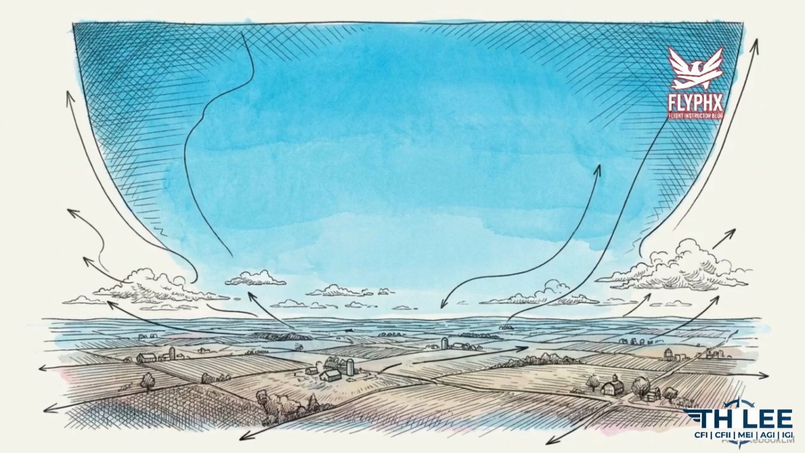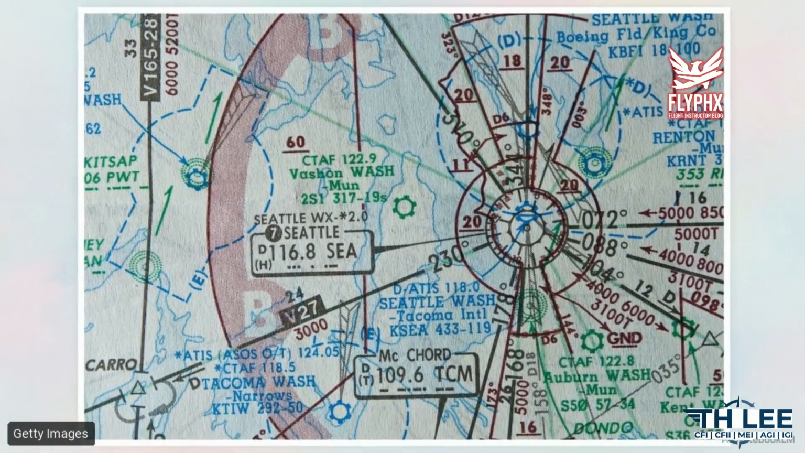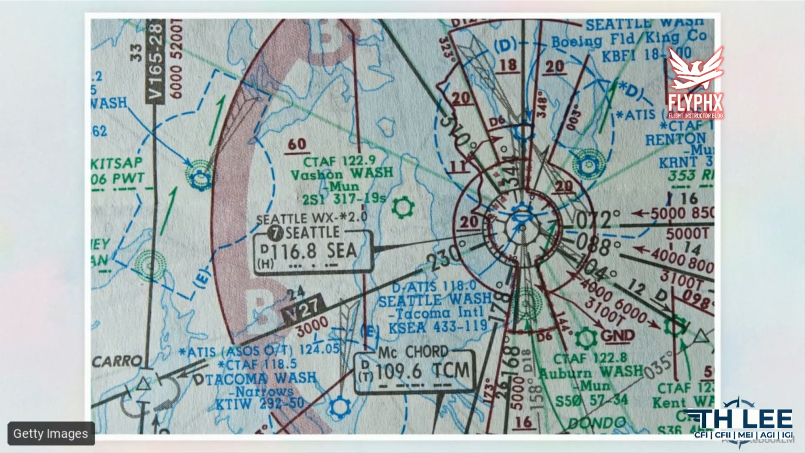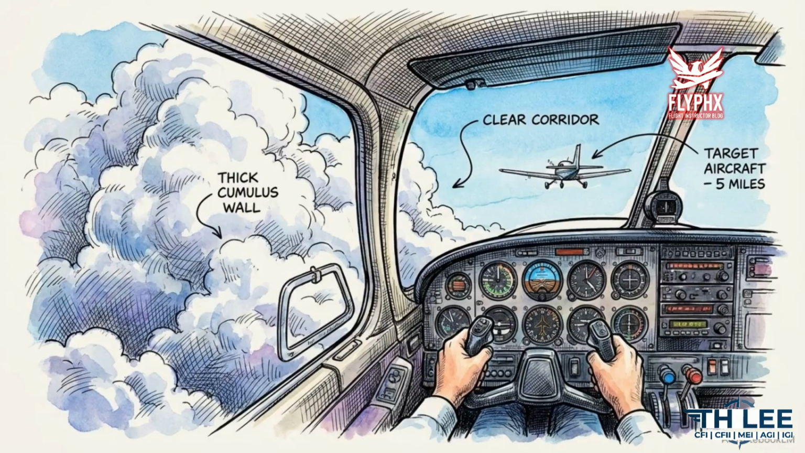Classes E and G make up the vast majority of the sky. Being able to identify their shaded magenta and blue boundaries on a 2D chart is the only way to know if you are operating under ATC safety net or entirely on your own. The visual flight rules laid out in the FARs are always minimums. They exist to guarantee forward visibility, so you have the time to physically see and avoid other aircraft.